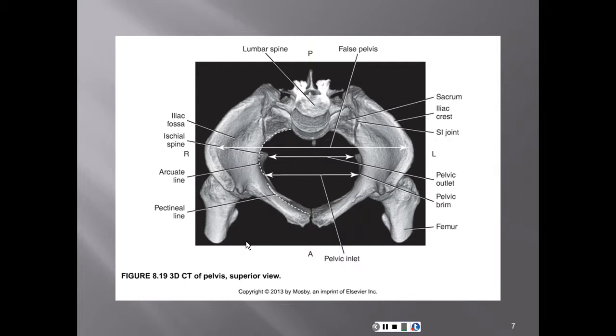The pelvic outlet or inferior aperture is an opening bounded by the inferior edges of the pelvis and is measured from the tip of the coccyx to the inferior margin of the pubic symphysis in the antero-posterior direction and between the ischial spines in the horizontal direction.